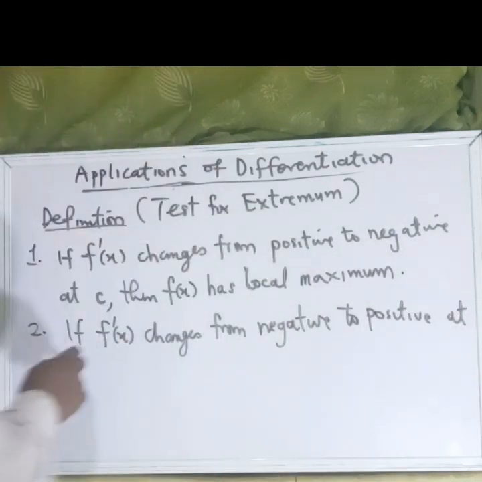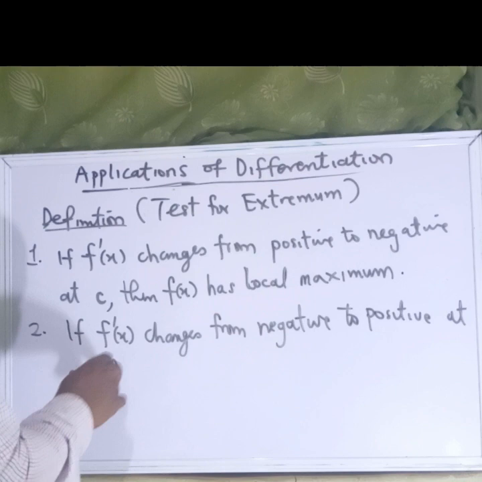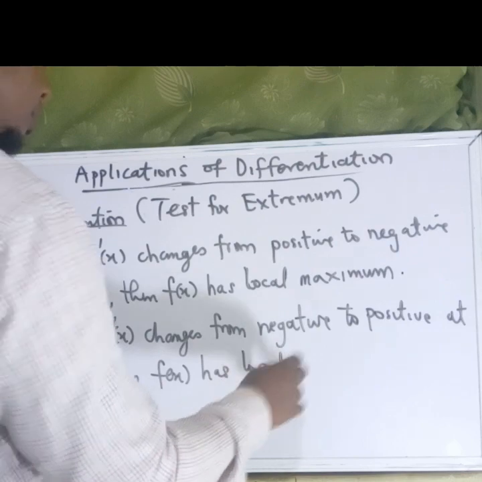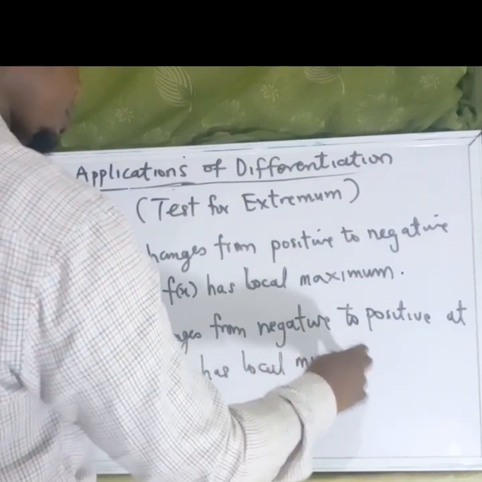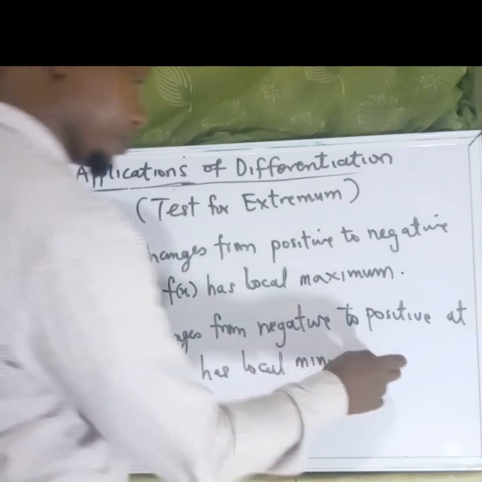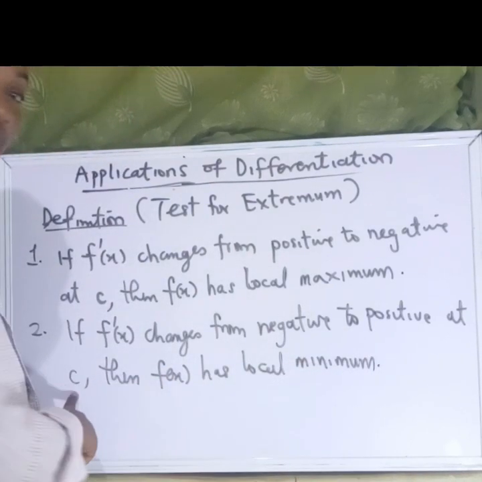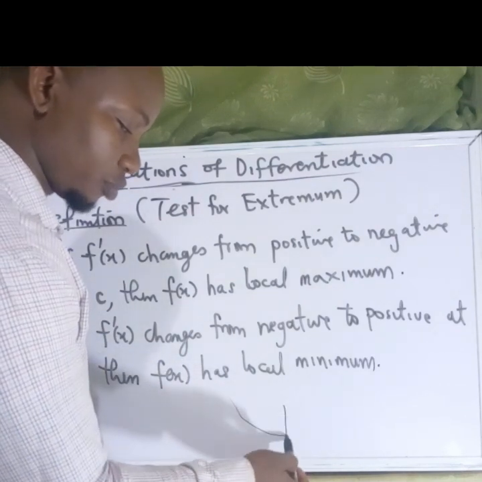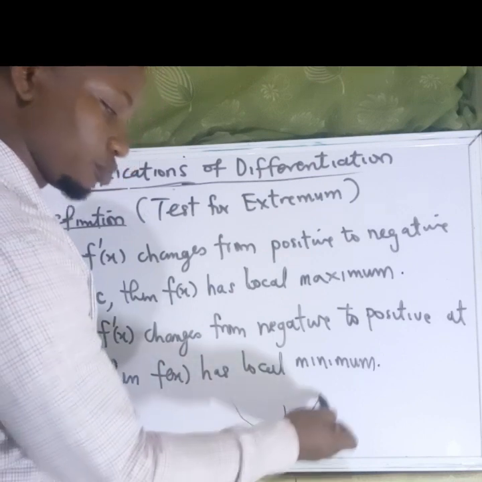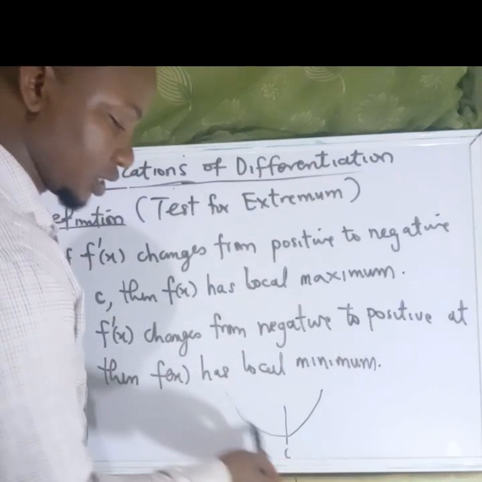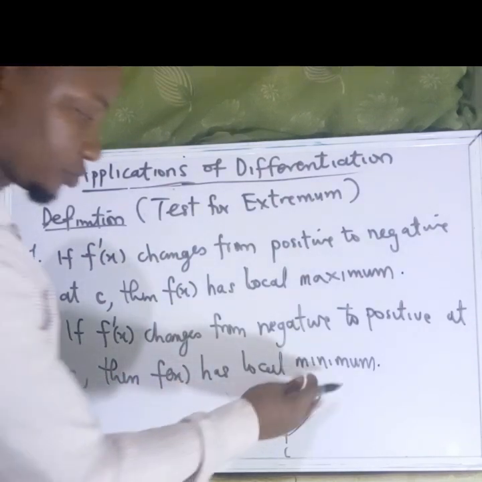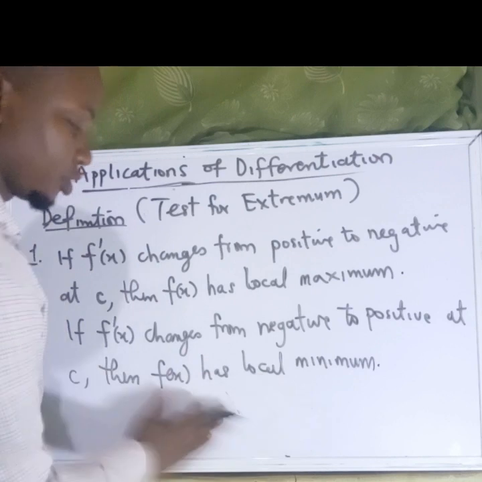at c, then f of x has local minimum. Okay, you can also describe this as: from the left of the turning point, it is negative, meaning it is decreasing. Okay, when it gets to the turning point, it is now positive, that is increasing. Okay, what is happening there is, as we said in our earlier video, the shape of a valley. Okay, this will happen, and that is called minimum.